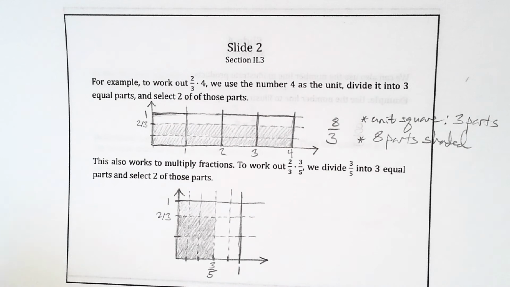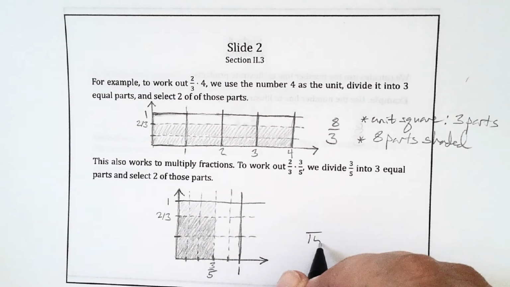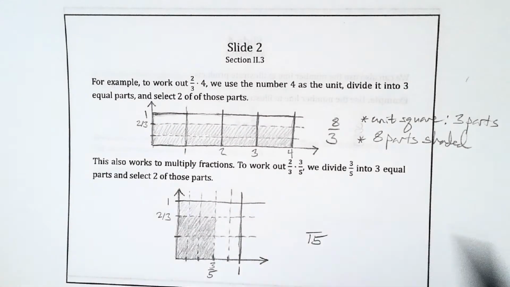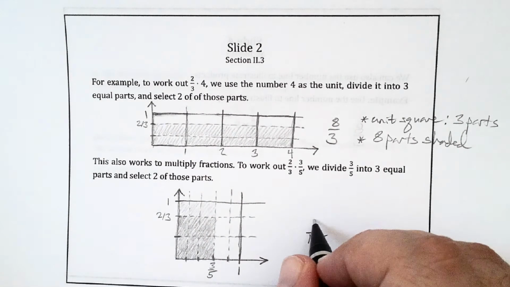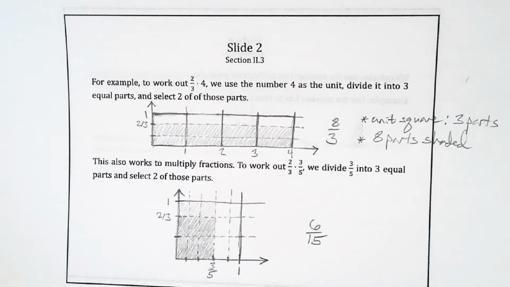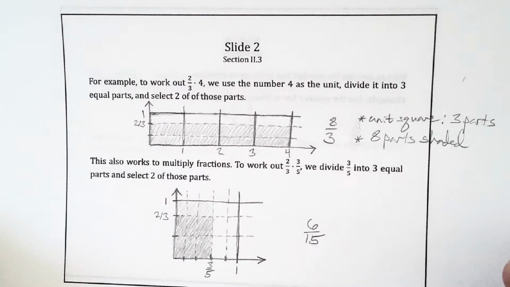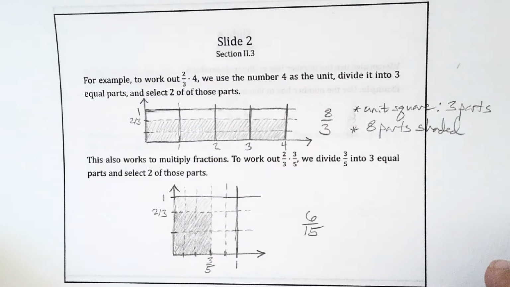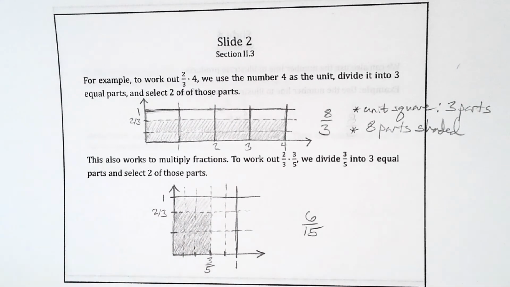Okay, so the unit square is divided up into 15 parts. Okay, this unit square. I have 1, 2, 3, 4, 5, 6 of those shaded. So the answer here is 6/15. That's the product of those two. And I could put that in simplest form. It's not in simplest form right now, but let's not worry about that right now.